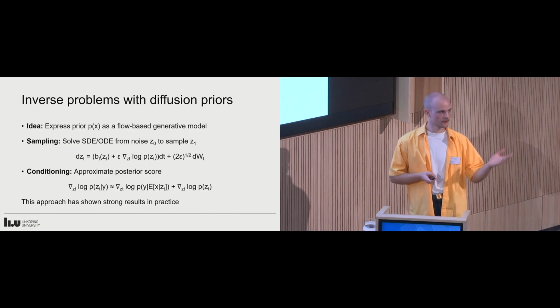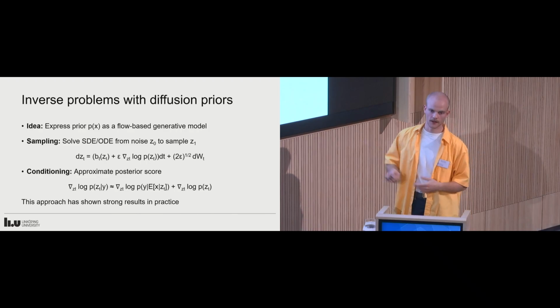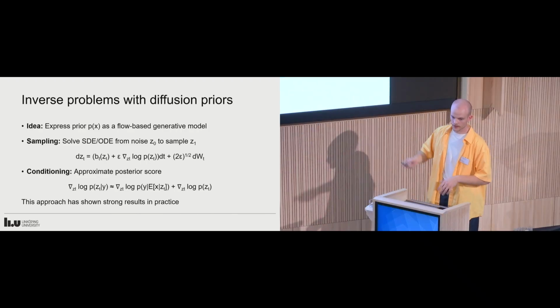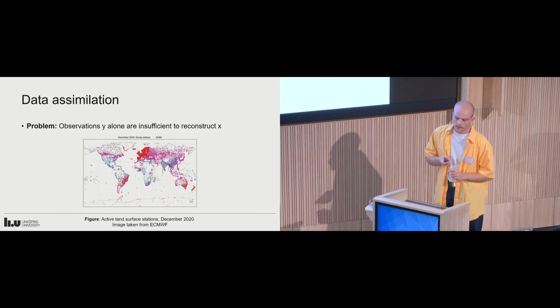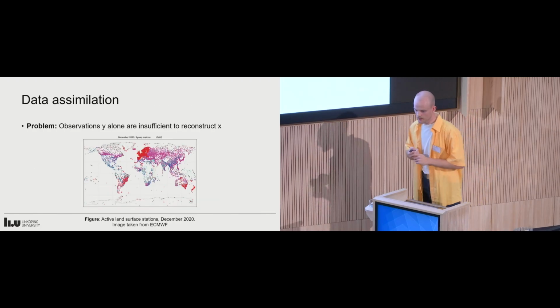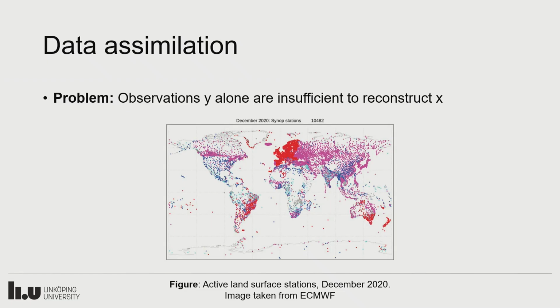And as we also saw this morning, and yesterday also, this has shown really strong results in practice. However, data assimilation is a bit different, or at least my take on data assimilation. And the key thing that makes this different from many of the other inverse problems is that the observations Y alone are, in some sense, very insufficient to reconstruct X.